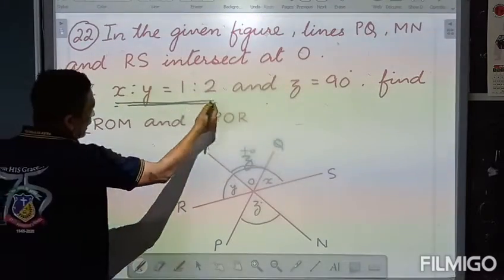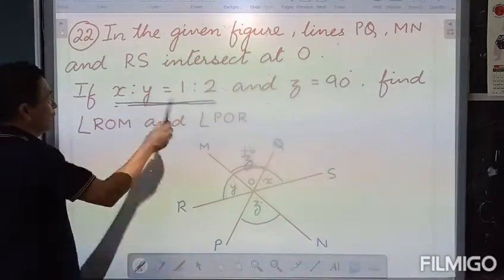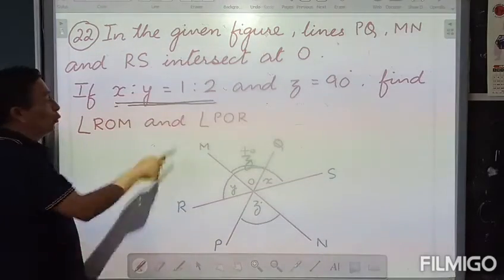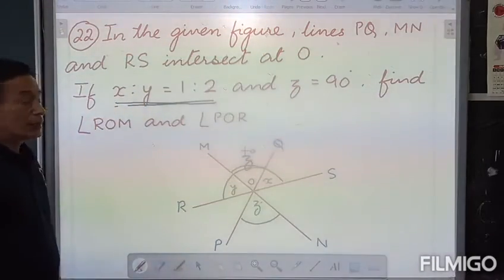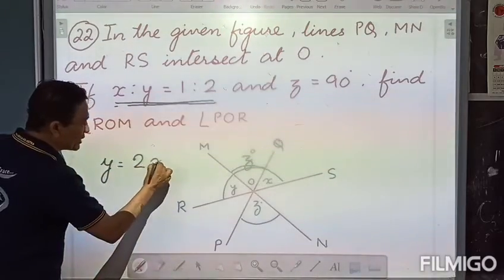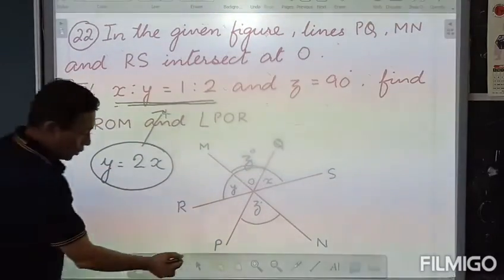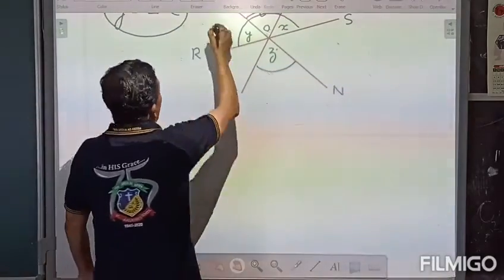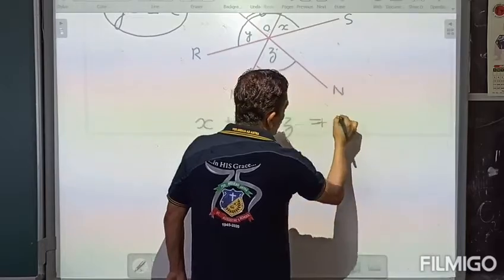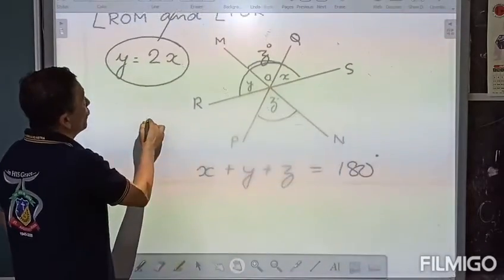But at the same time, if you look at what I have underlined here, X is to Y is equal to 1 is to 2. In other words, when X is 1, Y is 2. 2 is double of 1, which automatically means Y is double of X. So keeping this in mind, I'm getting this from the information here. I have already said that X plus Y plus Z is equal to 180 degrees. X I have already been given, okay?